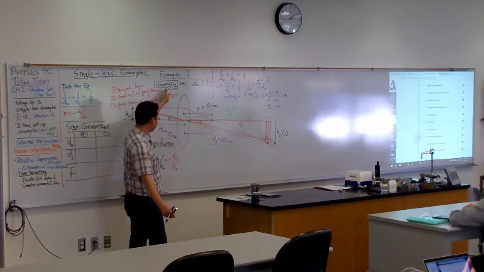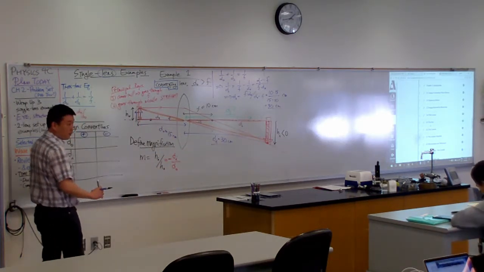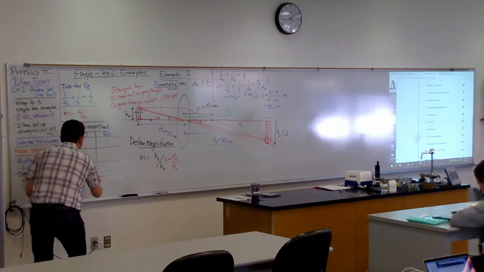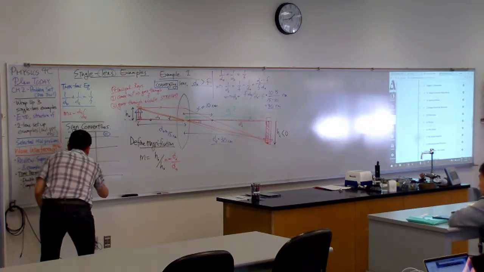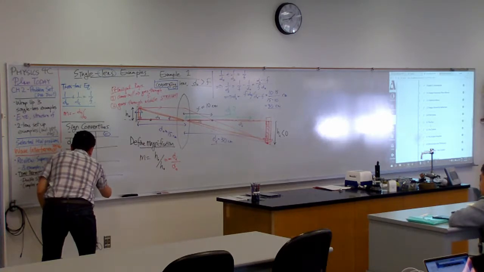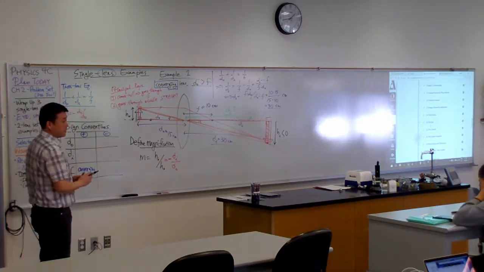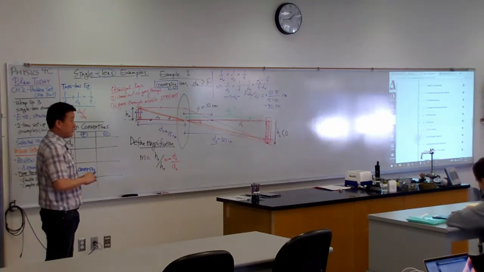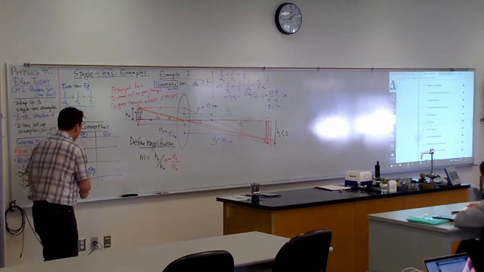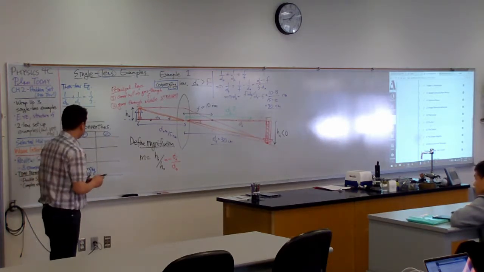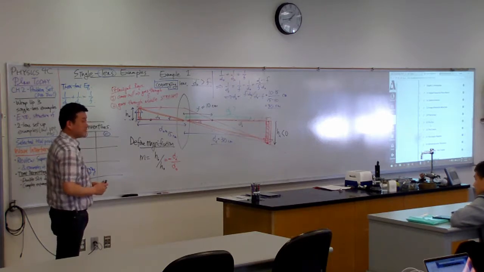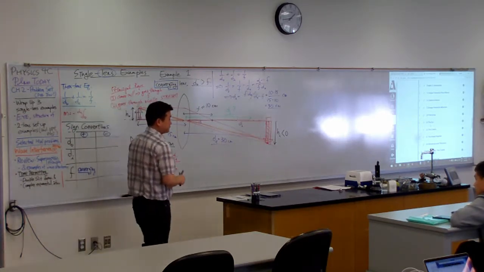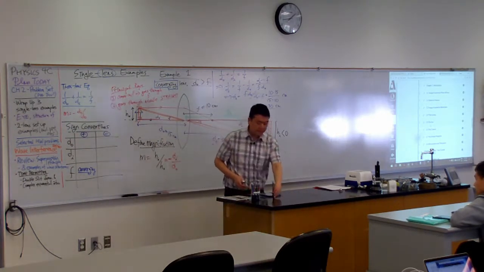Once you know it's converging, that gives you the sign of the focal length. So you get a positive sign whenever it is a converging optical element. This is true if it's a lens, true if it's a mirror. As long as it's converging, it's positive. What about the image distance? When should the image distance be positive?